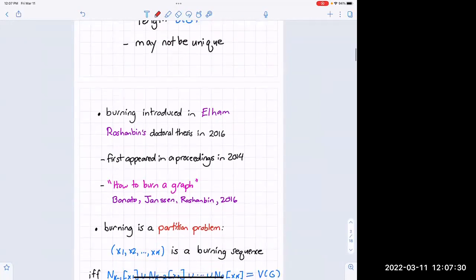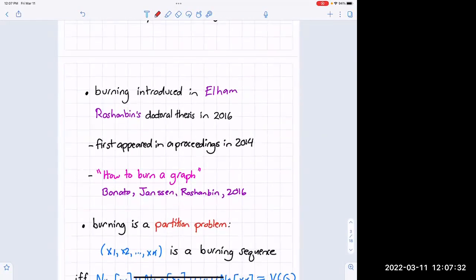So a little bit of background about graph burning. It's a relatively new process. It came about in Ellen Rochenben's doctoral thesis, which she finished in 2016. She was a PhD student of mine and Jeanette Jansen. There was a proceedings paper in 2014 where the early ideas were stated. And around 2016, the paper How to Burn a Graph appeared in Internet Math. That really contains the core of graph burning, definitions, and lots of different results about it.